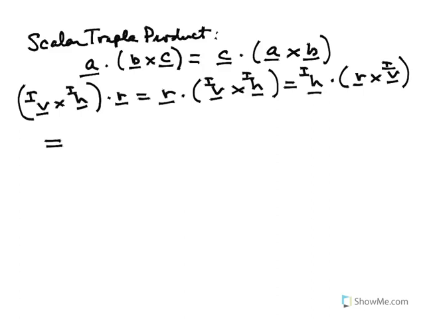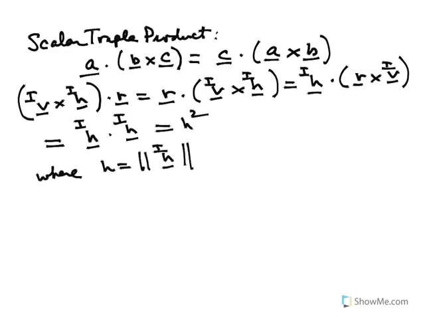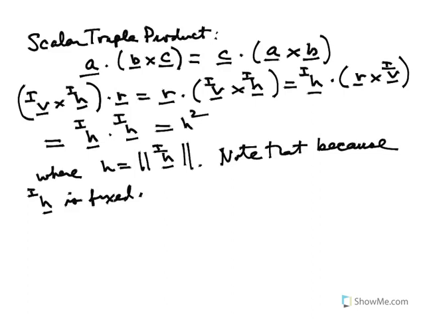So this is equal to HI dotted with HI, which I can call H squared, where H is equal to the magnitude of HI. Now note something. Note that because HI is fixed in I, the magnitude of HI, which is equal to H, is a constant.